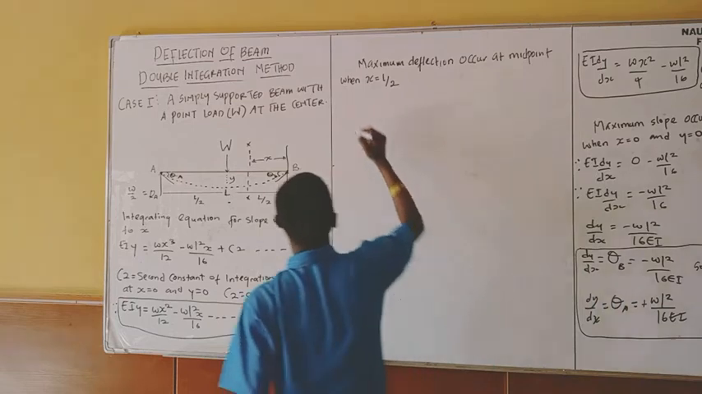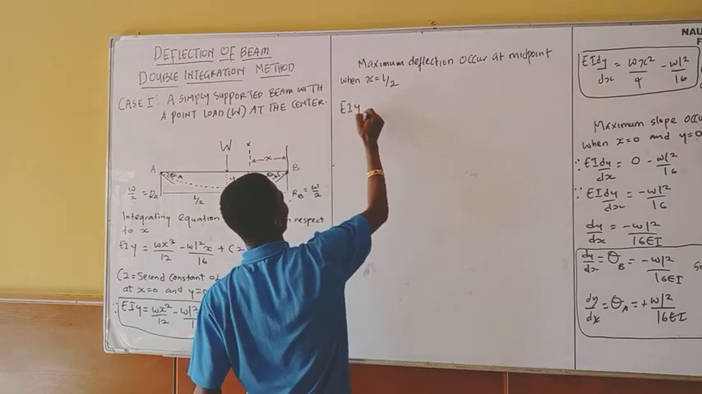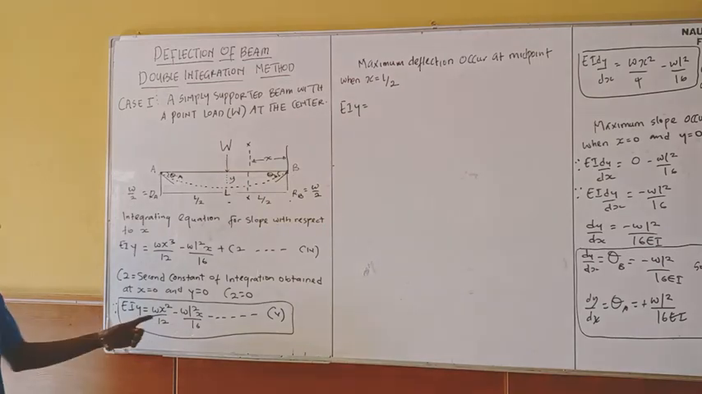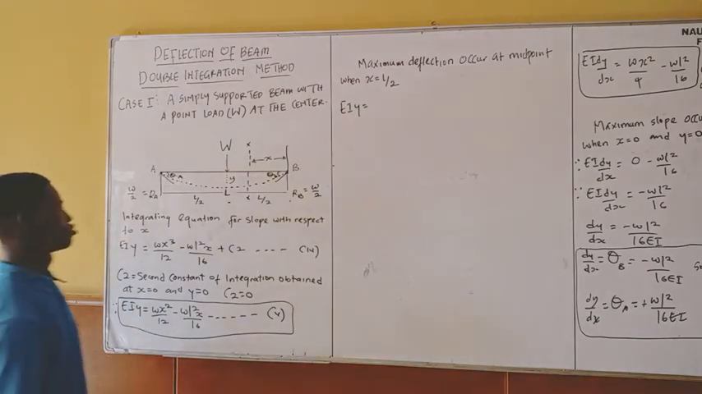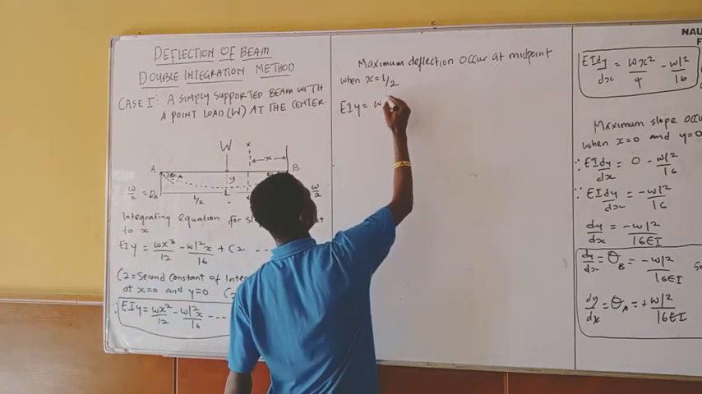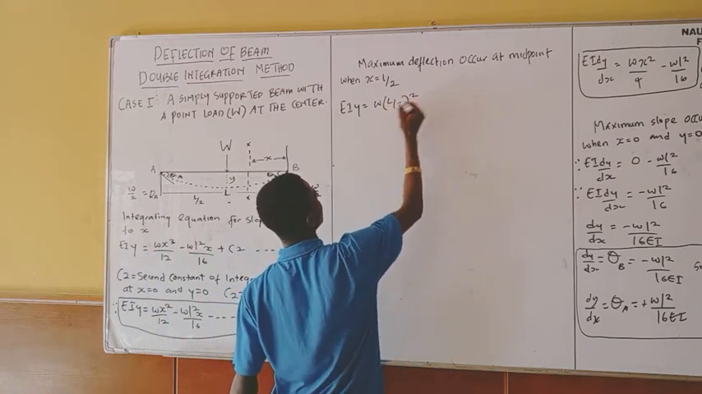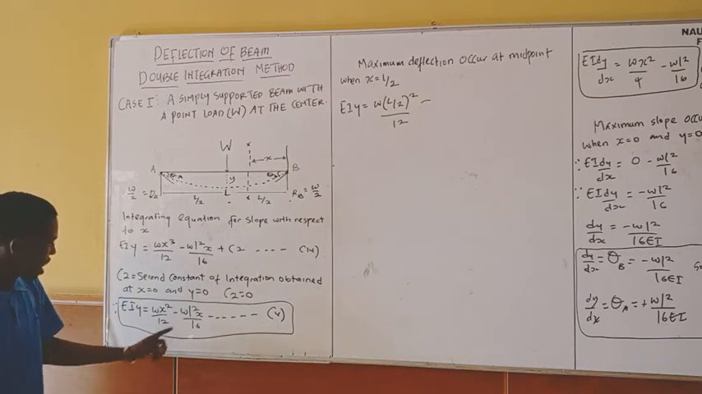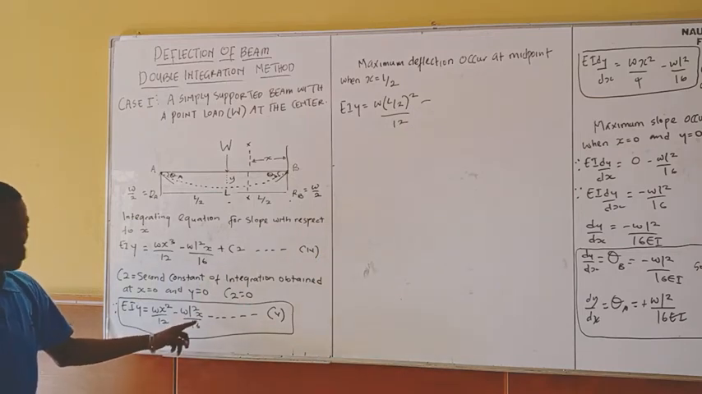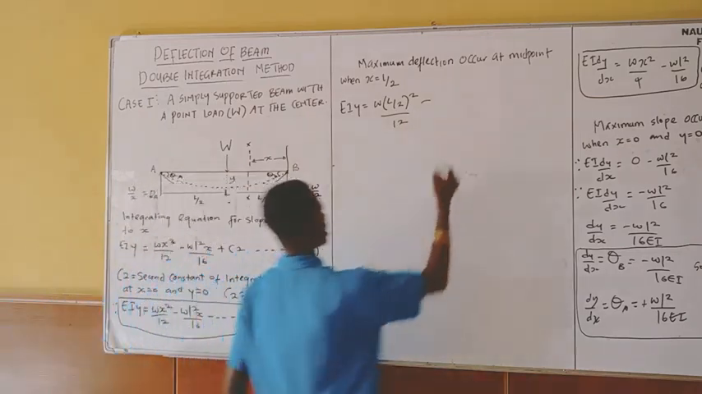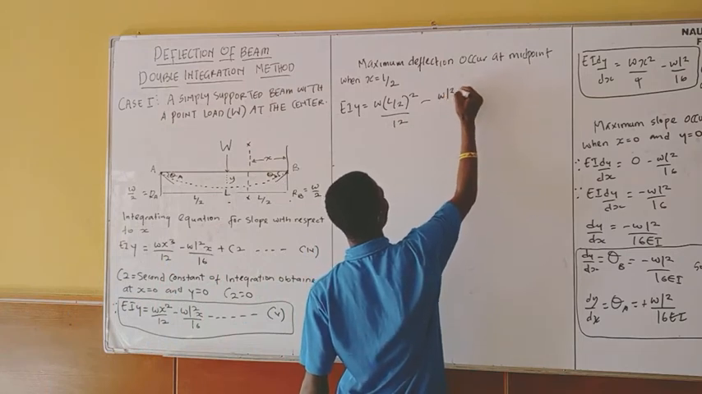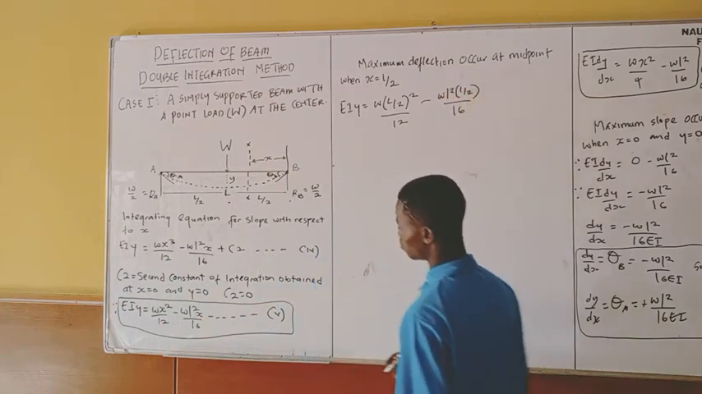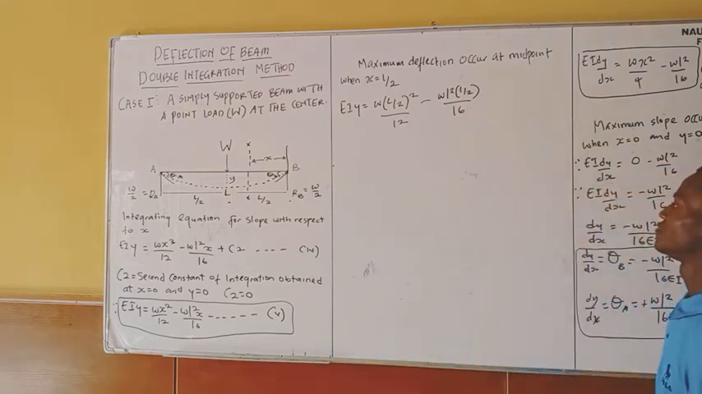So in this case now, EIy equals, so now I have WL square over 12, and I know that my x is L over 2. So I'm going to have W L over 2 square over 12 minus I have WL square times x, which is L over 2, over 16. That is WL square times L over 2 over 16. So I think this is what I'm left with.